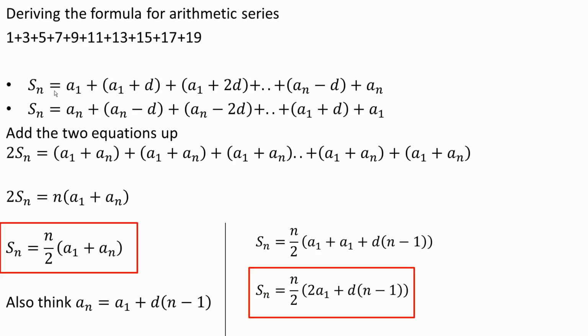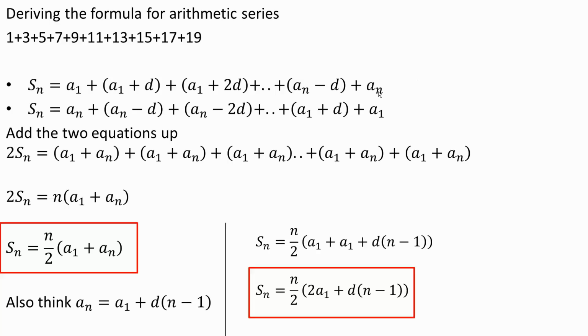And so I can say that the sum is equal to a sub 1, the first number, say 1, plus, see, the next number increased by 2. So it's a sub 1 plus d. The next number increased by 2 again, so plus a sub 1 plus 2d. If this piece increased by 2, if you compare 1 and 5, it increased by 4, so 2 times 2 would give us our 4. And then the pattern continues. So eventually you would have a sub n minus d plus a sub n.